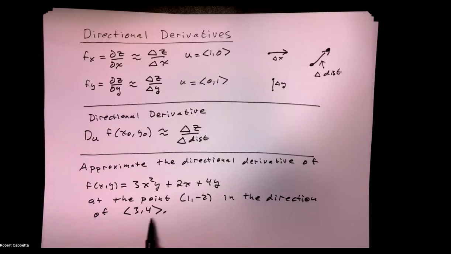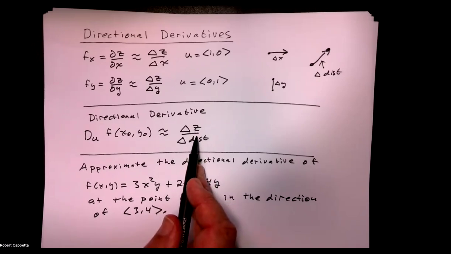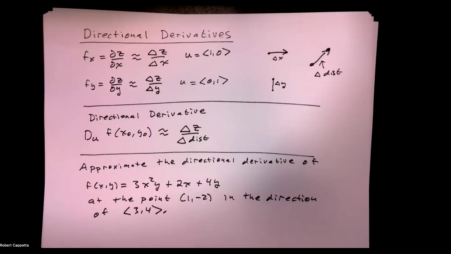So think about how we're going to do that. To go to a new point, and then evaluate that in f to give us our second z. And then we're going to look at the change in z, the change in height, divided by the change in distance. How far did I actually walk? That's the idea we're trying to work on here.